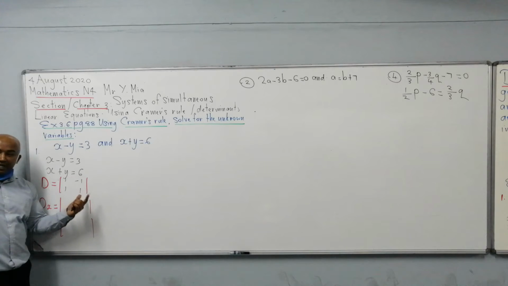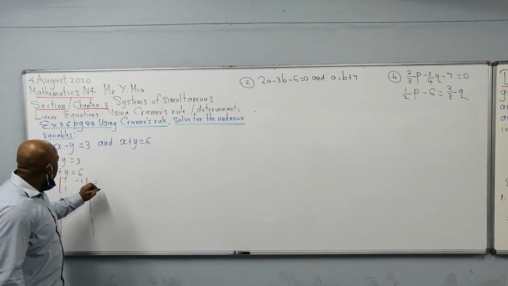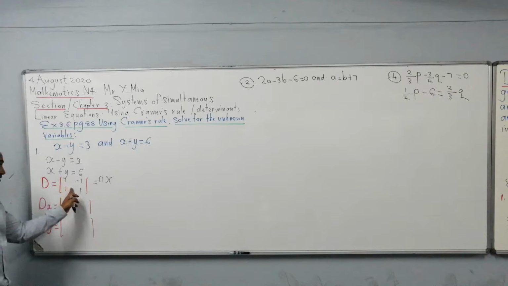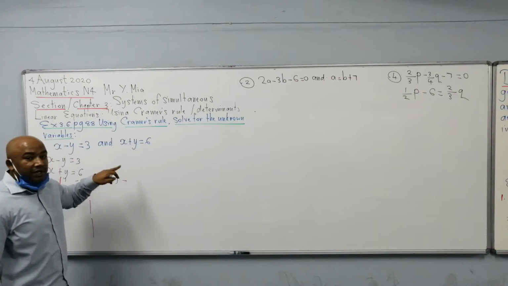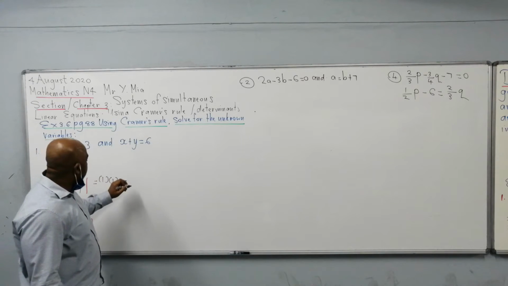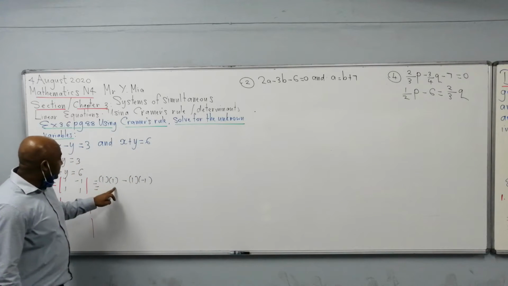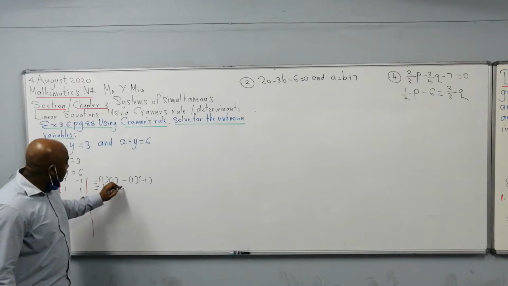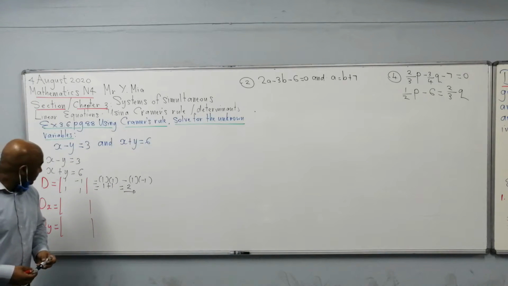So what do we do? Write it down. Evaluate your 2 by 2 determinants. So that's going to be 1. Remember, you always start with the first number, going down the diagonal. So that's 1 times 1. Put down a minus sign. This minus sign is part of the formula. Okay, then you go up. So that will be 1 times minus 1. So we know 1 times 1 is 1. Negative times negative is a positive 1. So 1 plus 1 will give me 2. So that's the value of D.